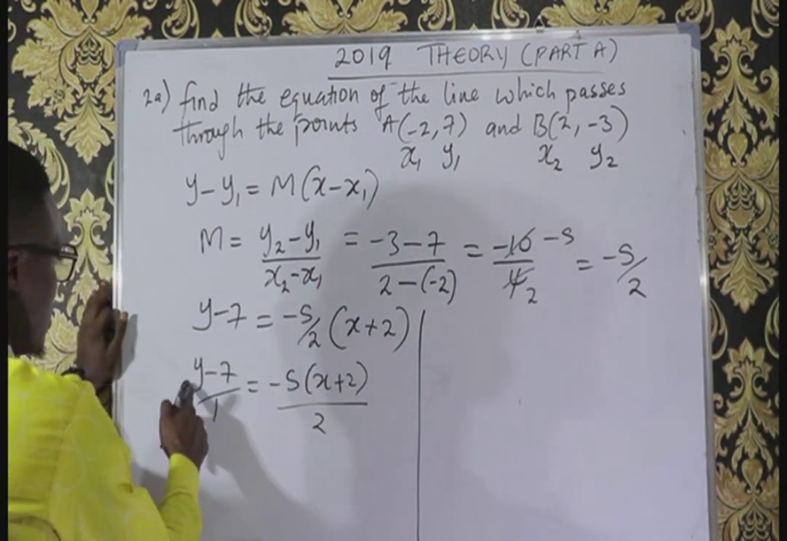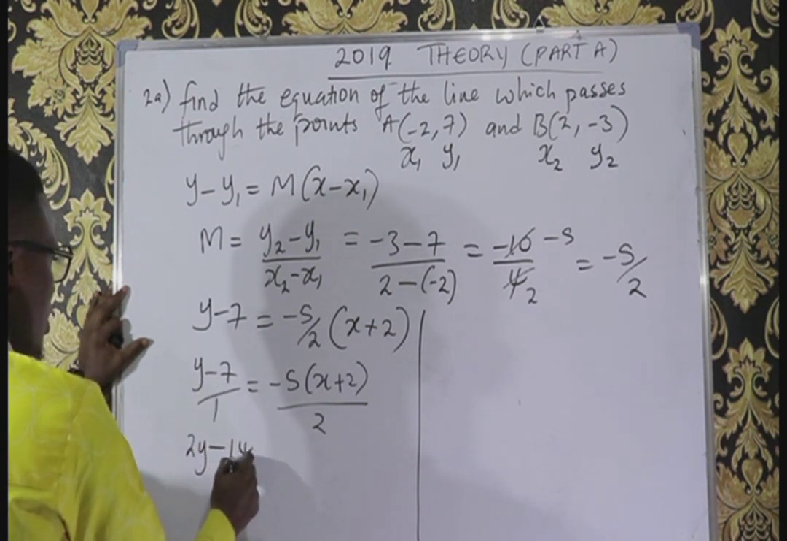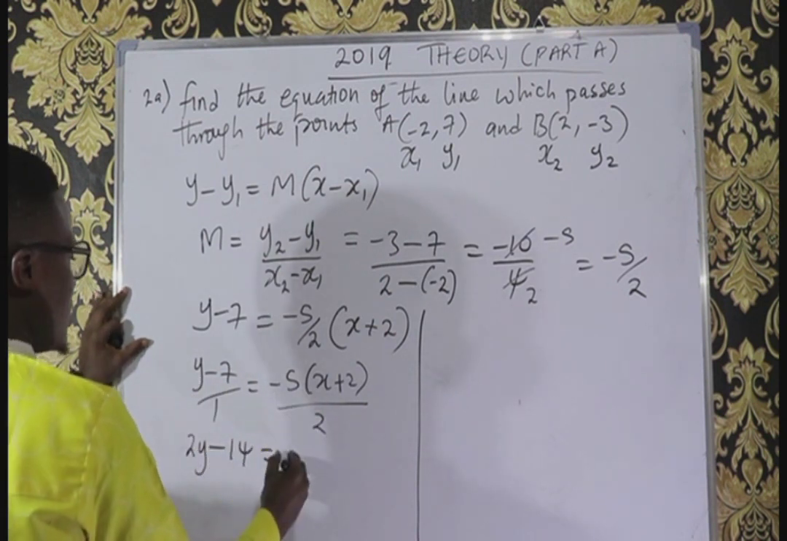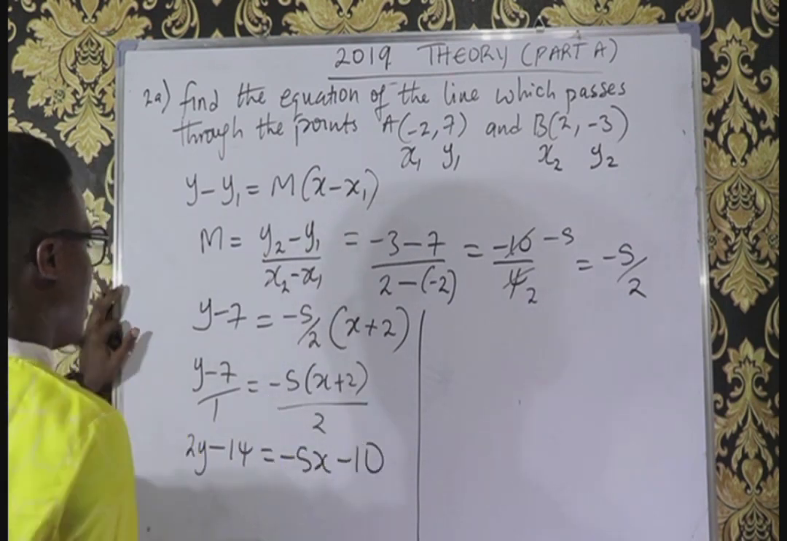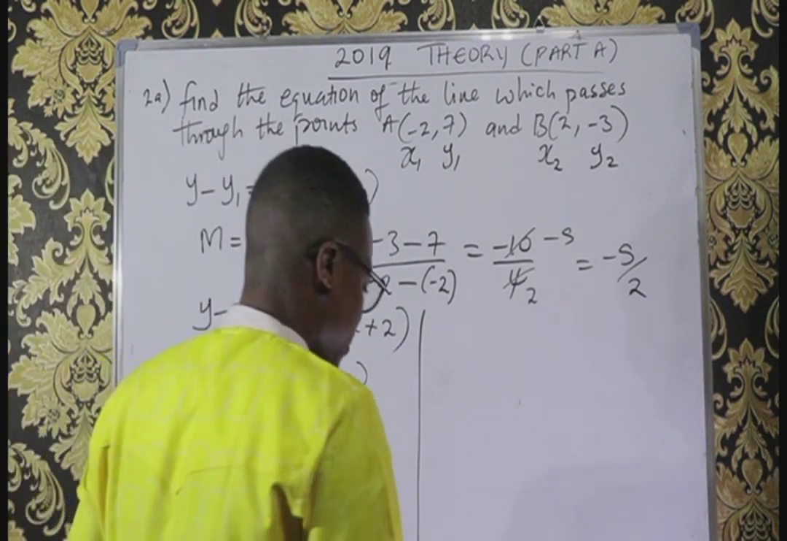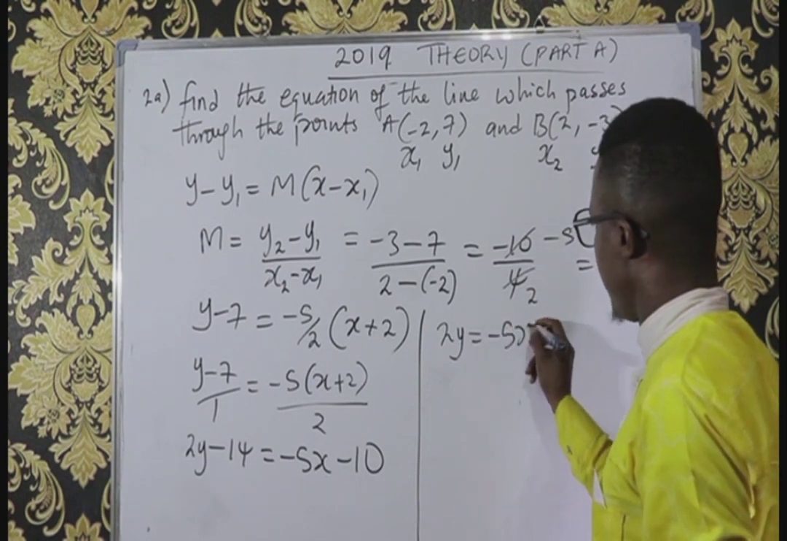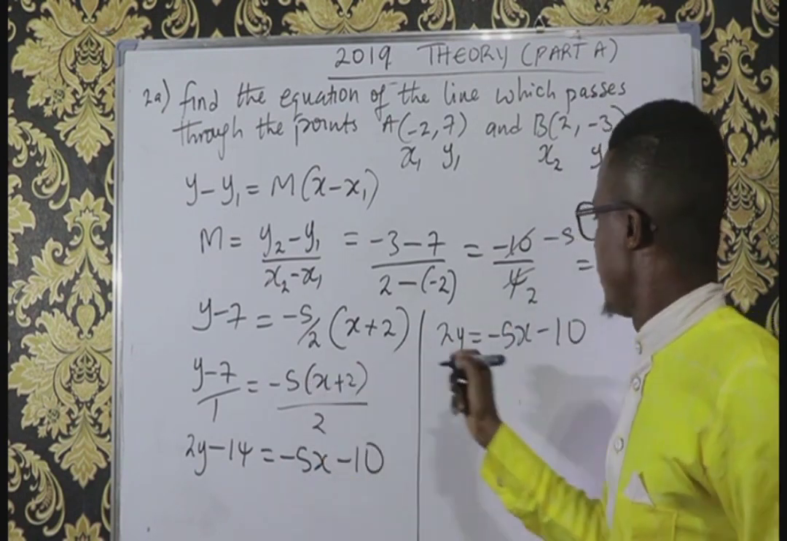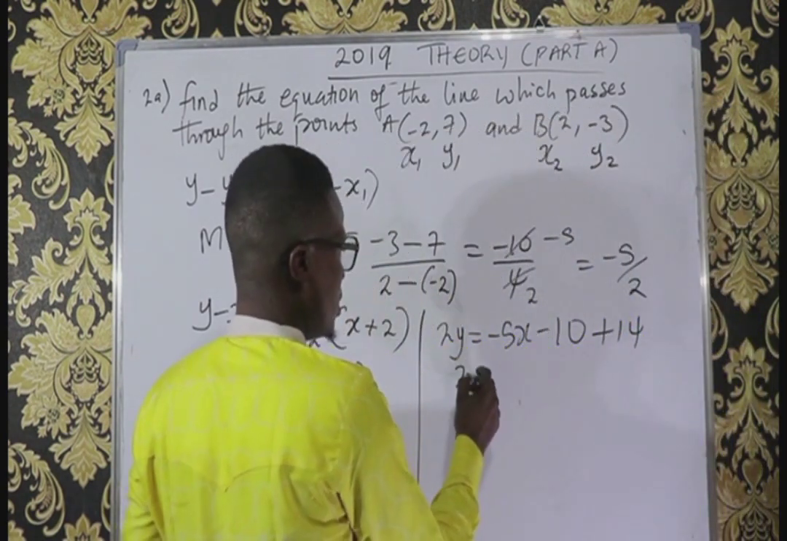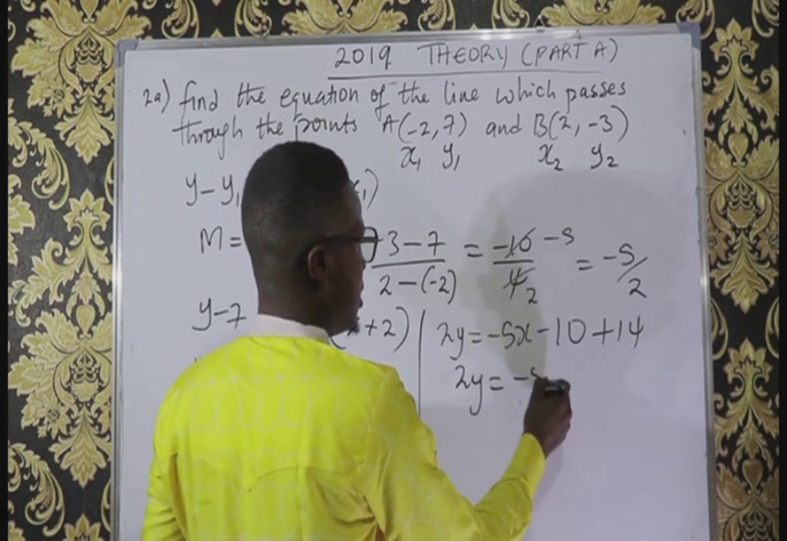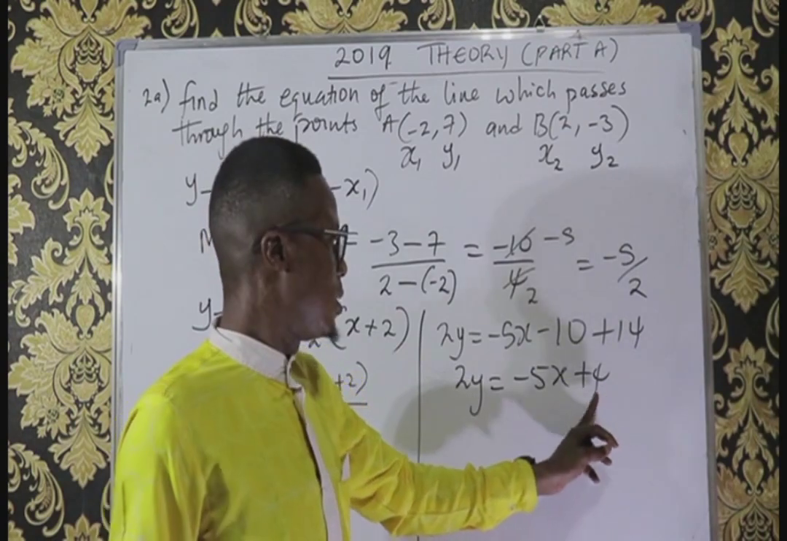Cross multiply 2, we multiply y, we have 2y. 2 we times minus 7, we have minus 14, equals minus 5 times x is minus 5x. Minus 5 times 2 is minus 10. Collect like terms, we shall have 2y is equal to minus 5x minus 10. Then minus 14 crossing over becomes plus 14. So 2y is equal to minus 5x plus 4, because minus 10 plus 14 is 4.